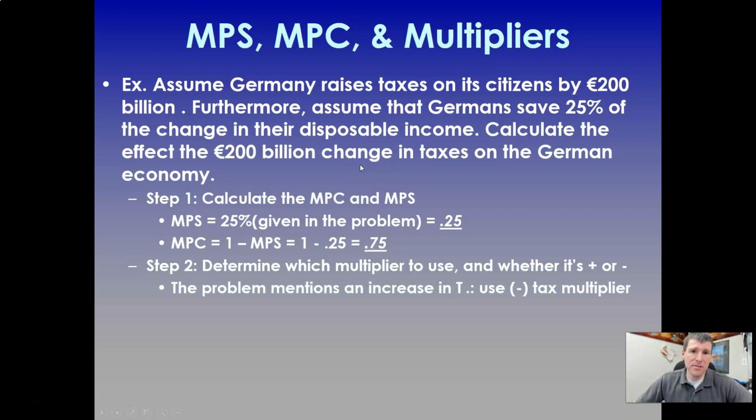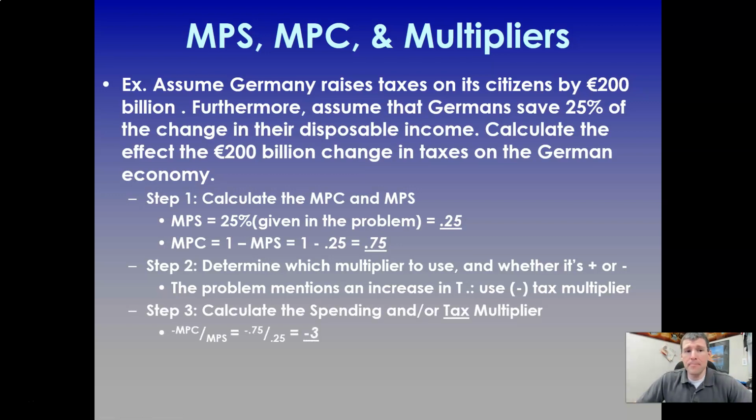So a negative tax multiplier. Step 3, let's calculate that multiplier. The tax multiplier is equal to negative MPC over MPS, which is therefore negative 0.75 over 0.25, which gives you a multiplier of negative 3.